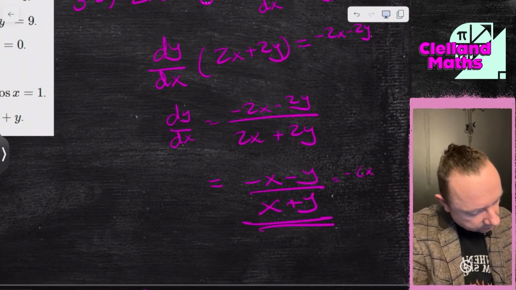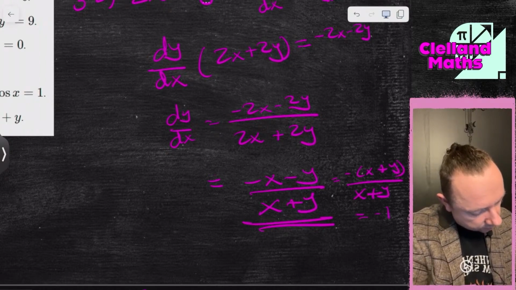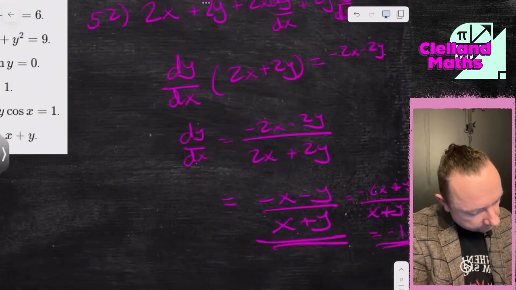Minus x plus y over x plus y. That's minus 1 as well. What was that, 52?